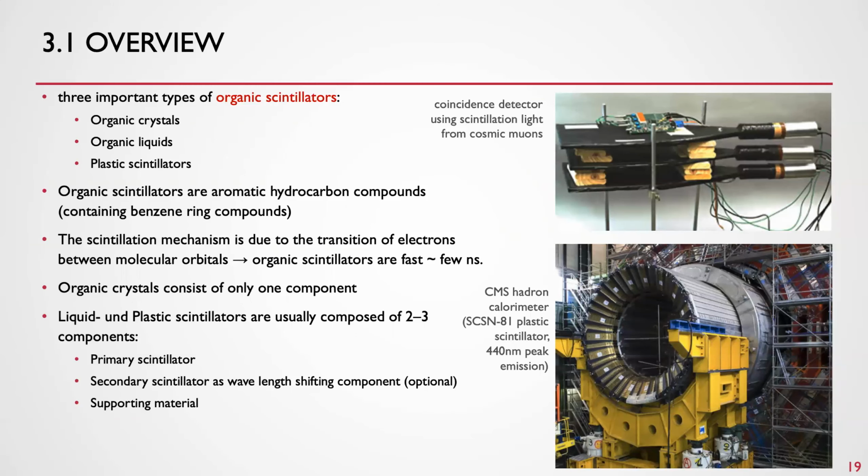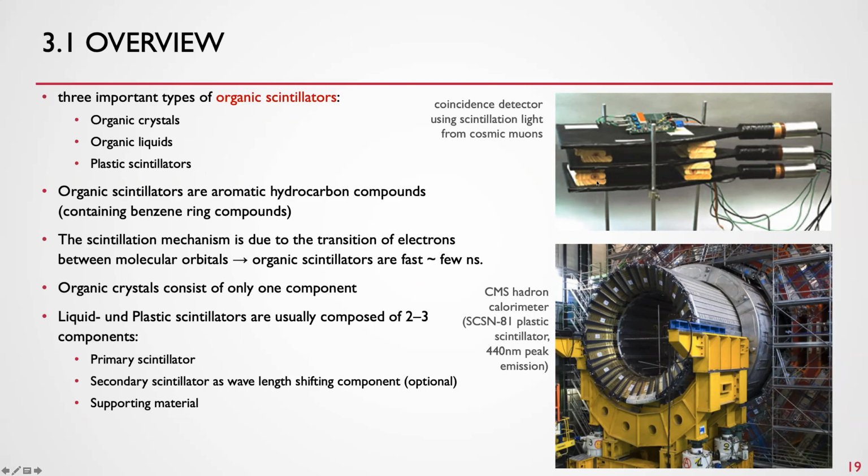Again, there are many types of organic scintillators. They can come in crystal form. Organics can be liquid, and they can be amorphous, in which case we call them plastic scintillators. We can call all of these plastic scintillators, but it's only fair to call the amorphous ones plastic scintillators.